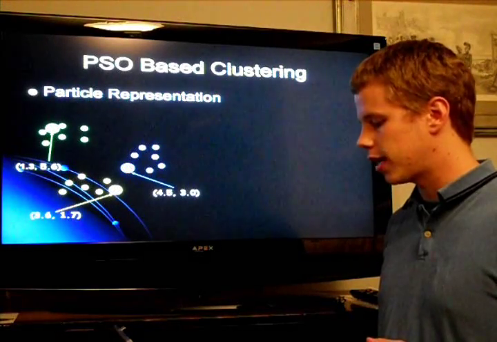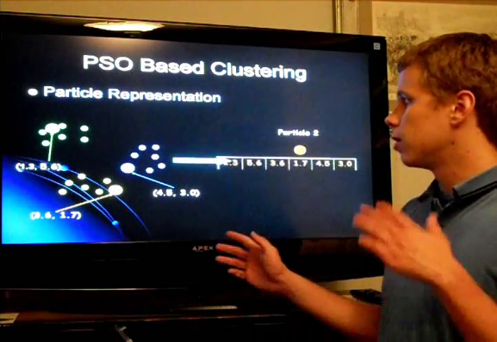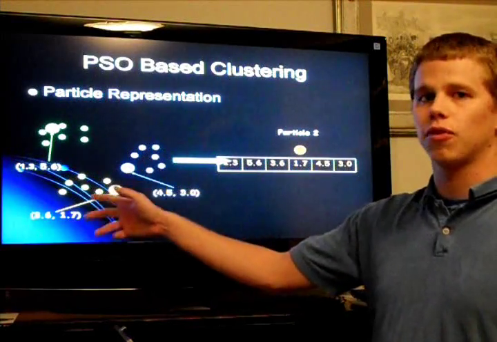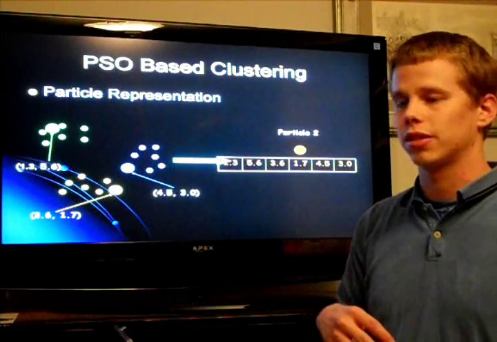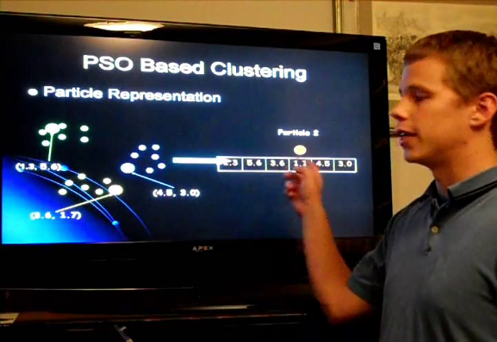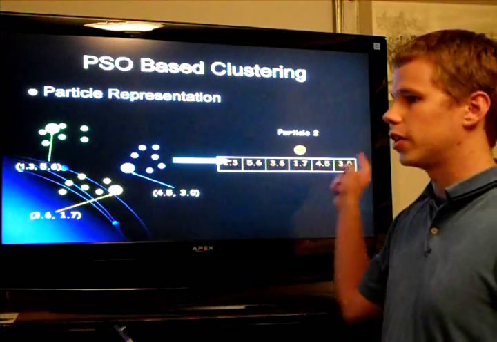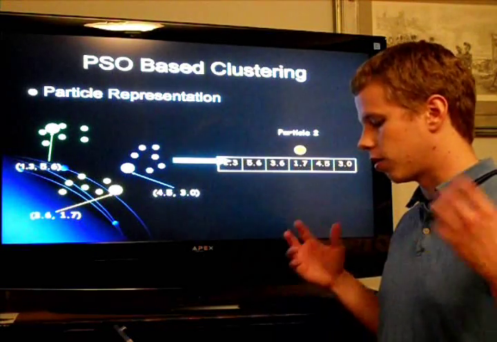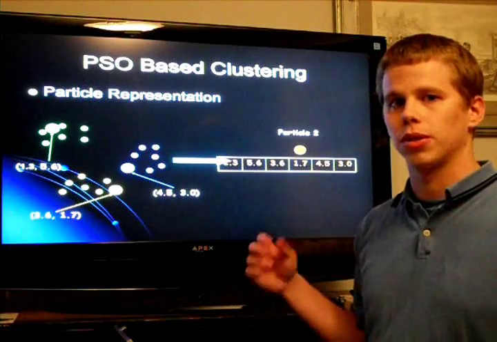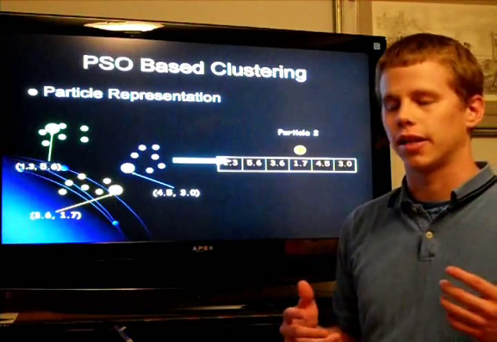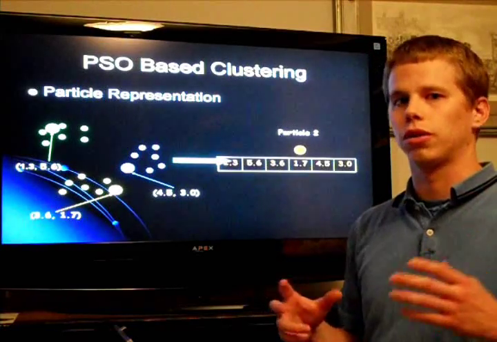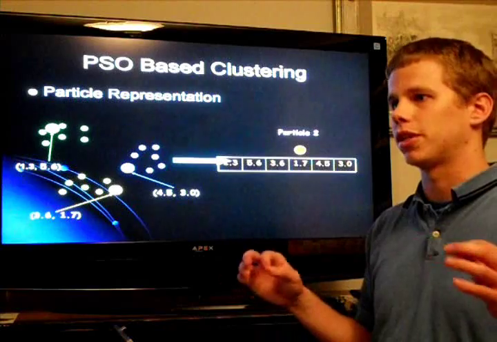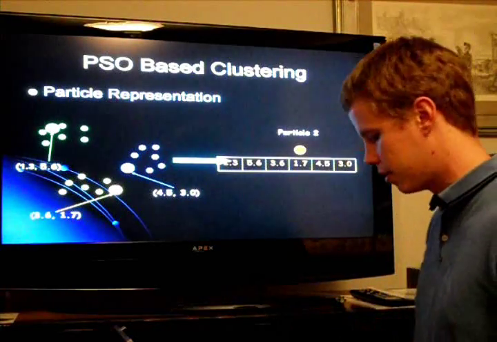So as you can see now, these have moved around. This is actually particle 2, and you can see it has differing centroids than the previous particle 1, but it's stored in the same manner, just a sequence of coordinates of a particle, or of a cluster centroid rather. But the main thing to keep in mind here is that each particle contains all three cluster centroids. Each cluster centroid isn't a separate particle of its own.